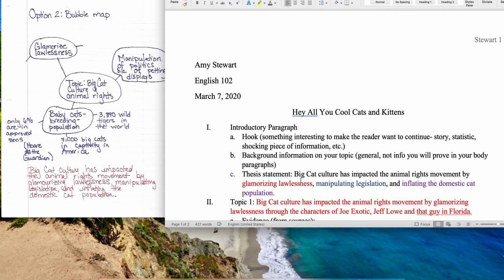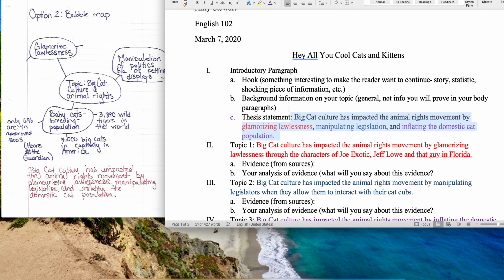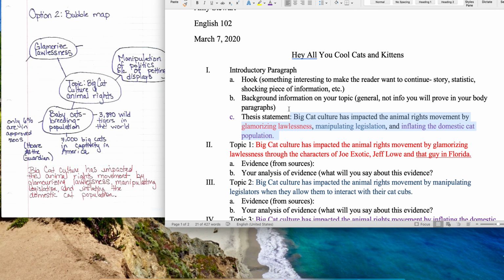I have taken this thesis that I wrote on the bubble map in the last video, and I have typed it right here where the thesis statement is in the outline. This outline is the document. It is in Canvas under week 12, and it is called Research Paper Outline. If you can, just download that right to your computer and type right into it.